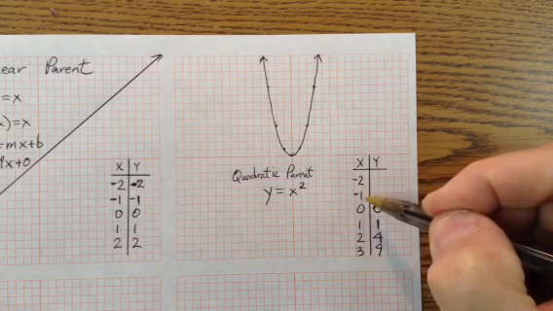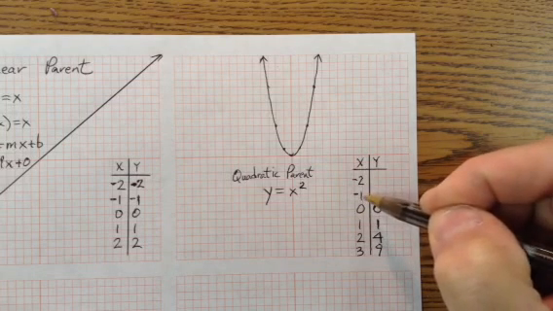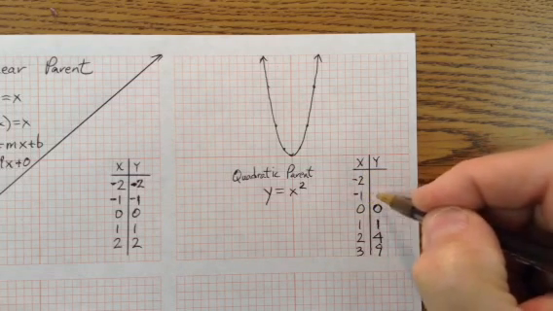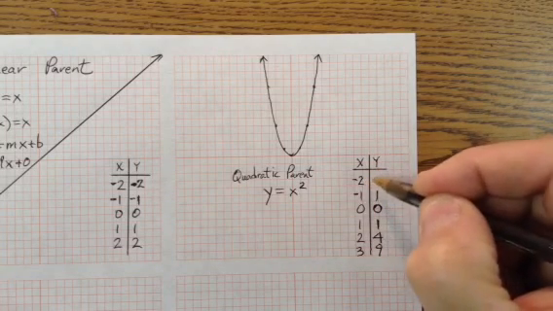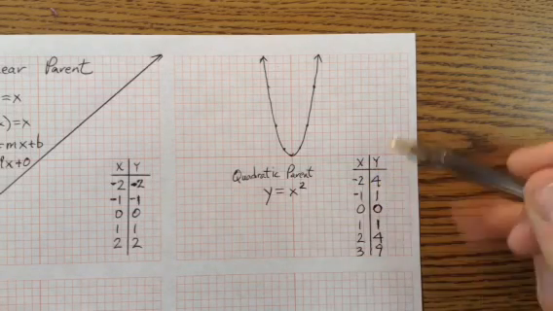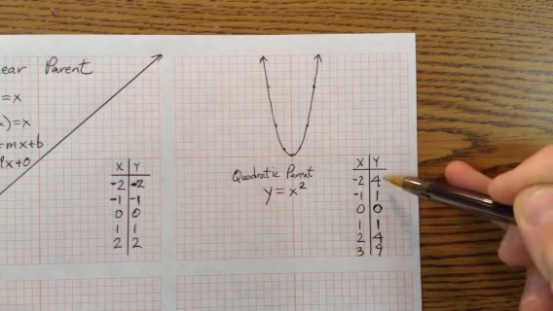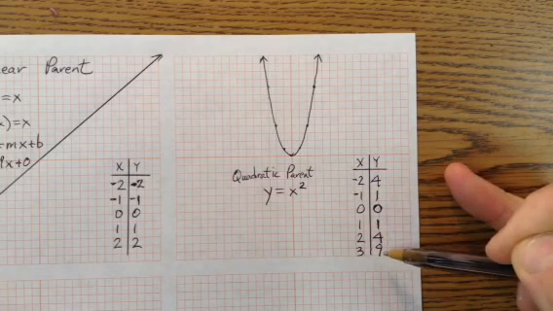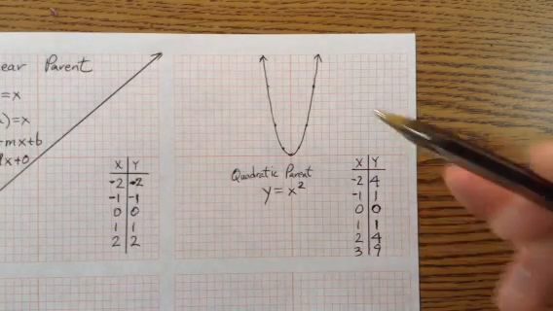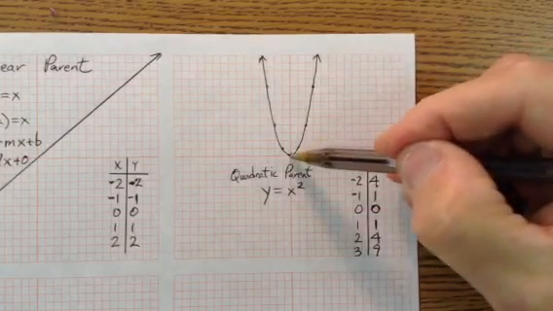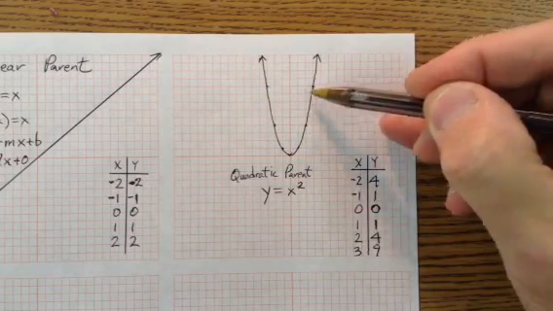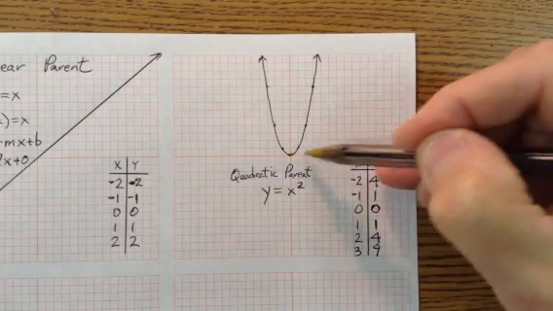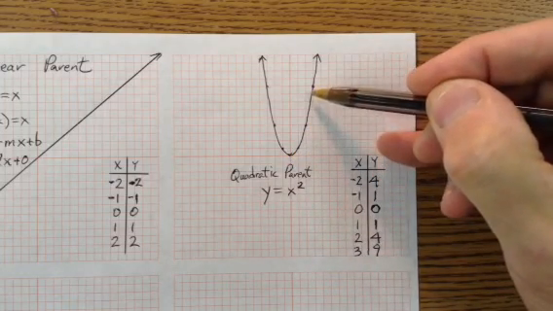Well, let's do the same thing up here with the negatives. A negative times a negative is a positive. 1 times 1 is 1. A negative times a negative is still a positive. 2 times 2 is 4. So you notice my outputs of my parent, all of these guys are positive. So you can see these points up here: 0, 0, 1, 1, 2, 4, and then 3, 9.